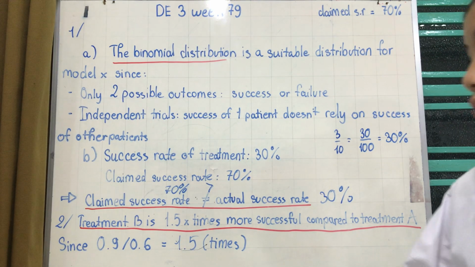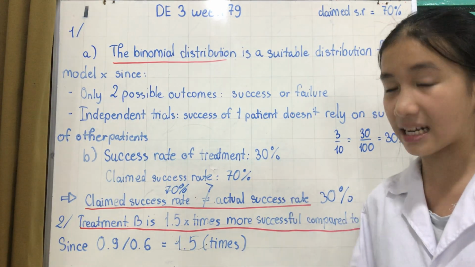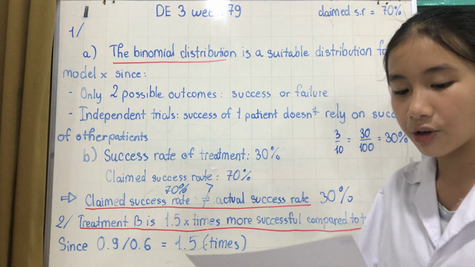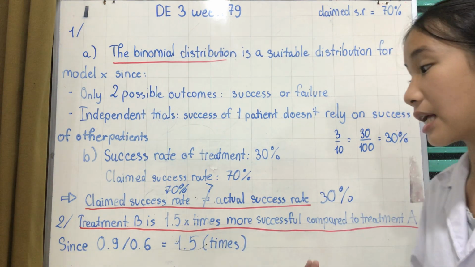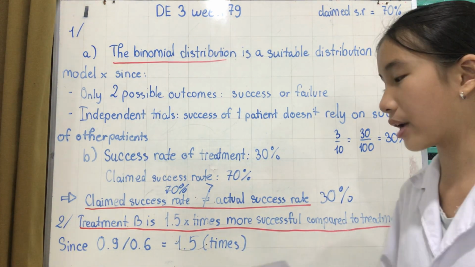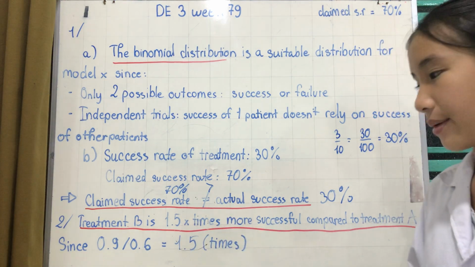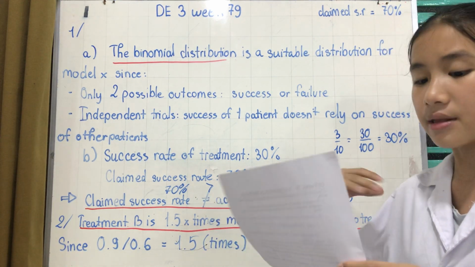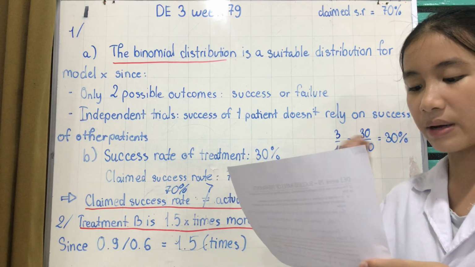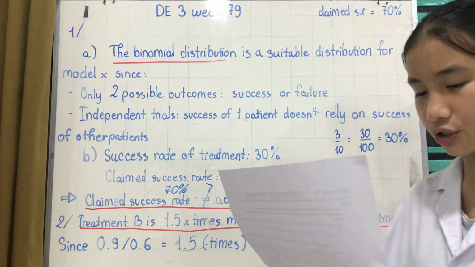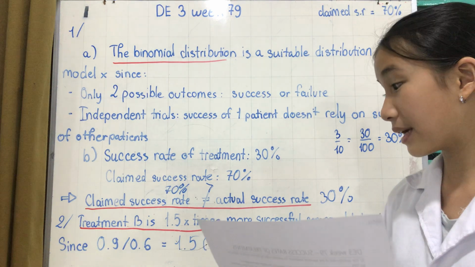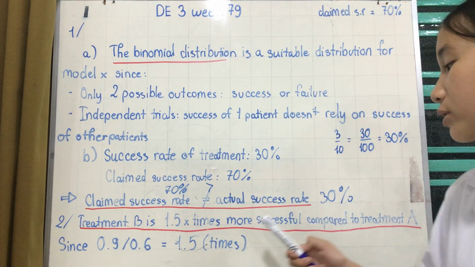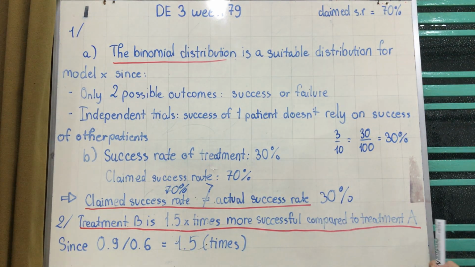Now we're calculating the success rate, not the failure rate. The failure rate is 4 times, and the success rate is 1.5 times. So if we are calculating the success rate of treatment B compared to treatment A, treatment B is 1.5 times more successful than treatment A.